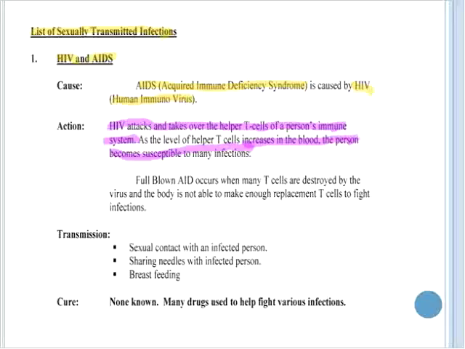Full-blown AIDS occurs when many T cells are destroyed by the virus and the body is not able to make enough replacement cells to fight infections. The mode of transmission is through sexual contact with an infected person, sharing of needles, potentially breastfeeding. At present, there is no known cure. But there are many drugs that are used to help fight various infections that are caused. And there are various drug measures to help stave off the impact of HIV.